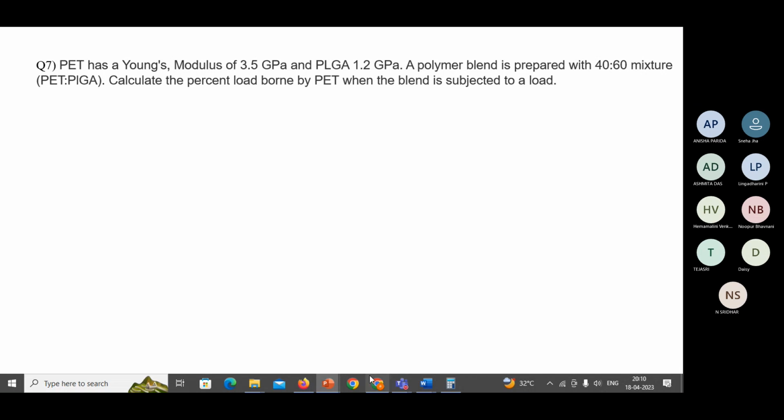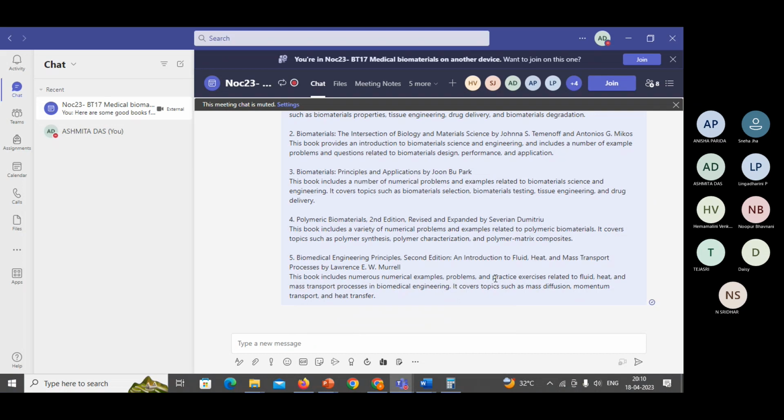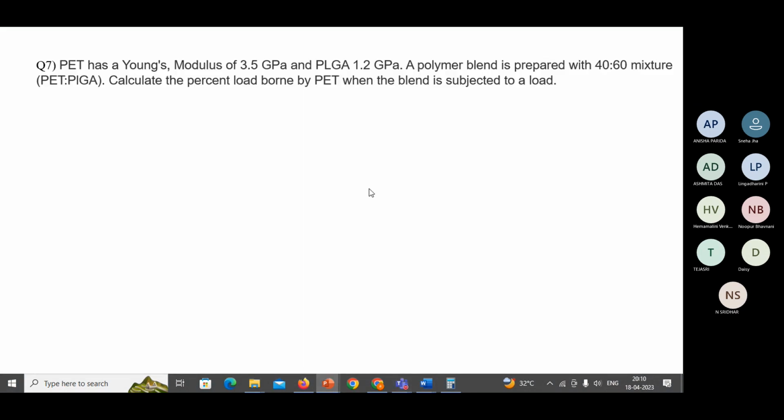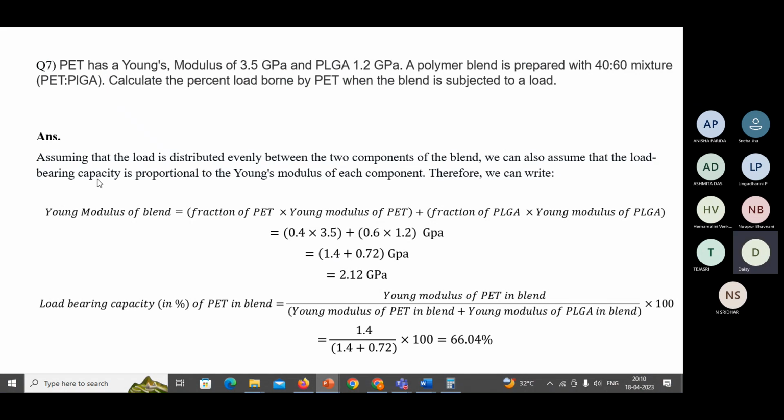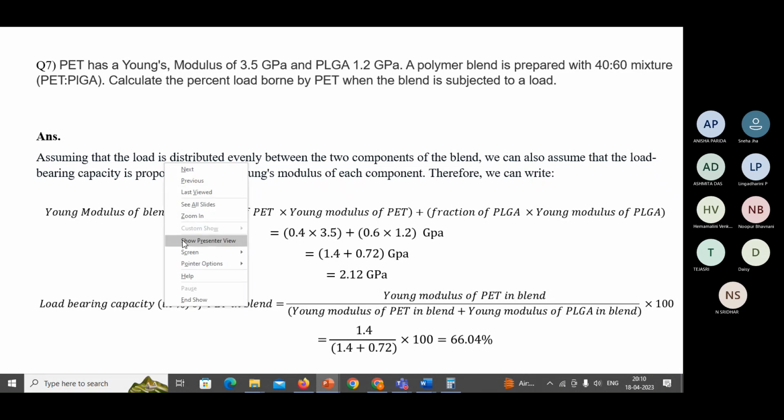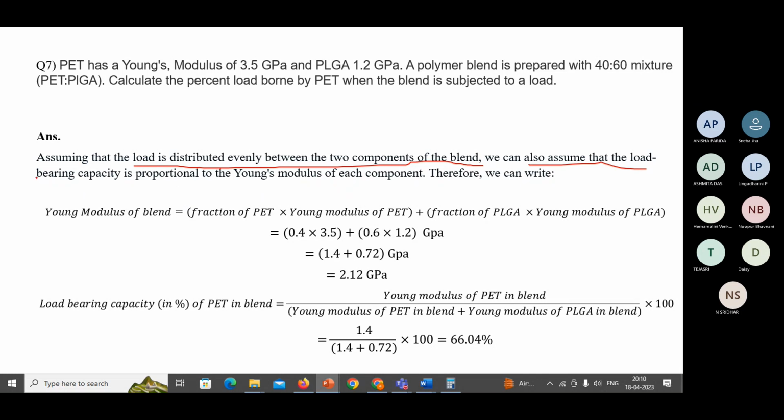So anyone able to solve this question? For this study, assume one thing, that the load is distributed evenly between the two components of the blend, and we can also assume that the load bearing capacity is proportional to the Young modulus of each component.